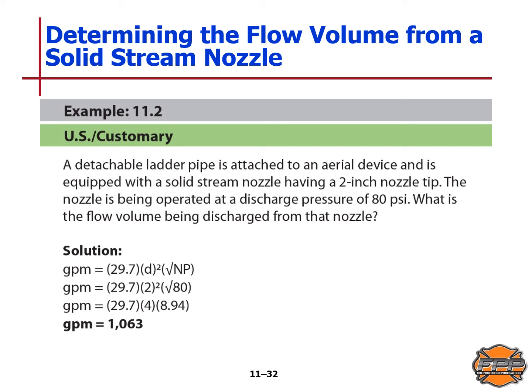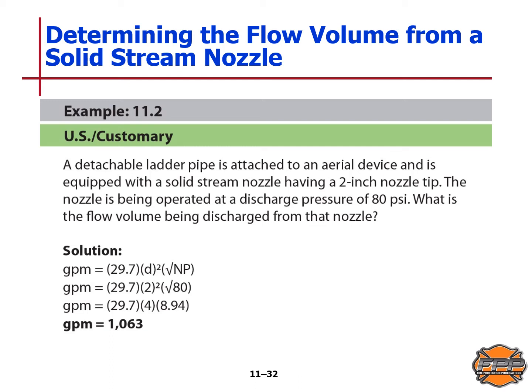Here's another example. In US units, a detachable ladder pipe is attached to an aerial device and it's equipped with a solid stream nozzle having a 2-inch nozzle tip. The nozzle is now being operated at a discharge pressure of 80 psi. What is the flow volume being discharged from that nozzle? Works exactly the same as it did before.